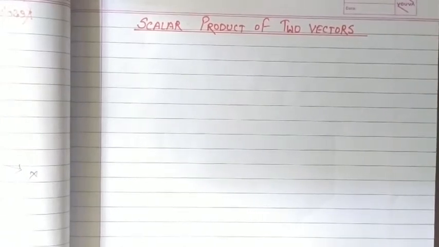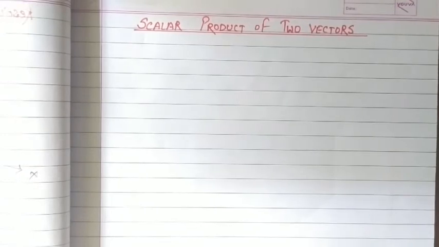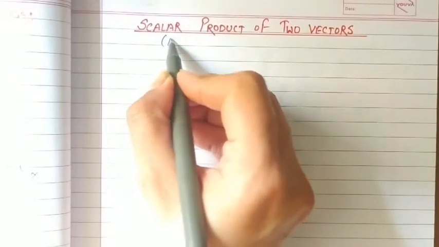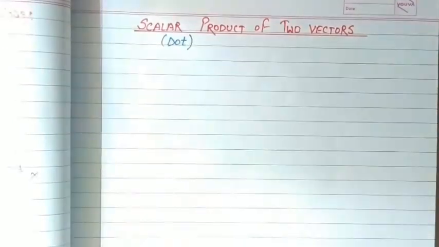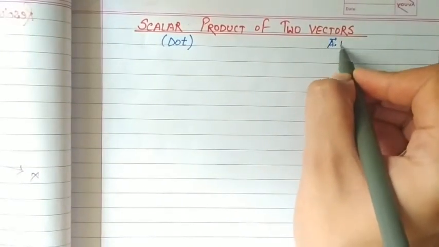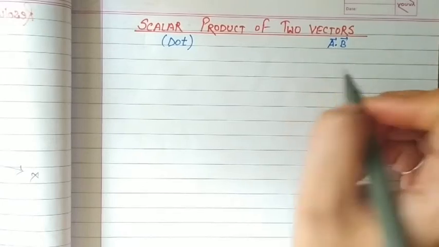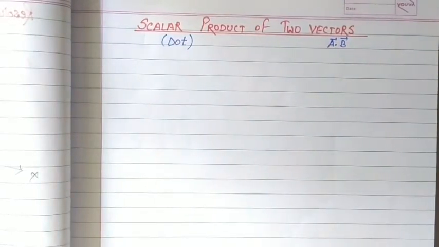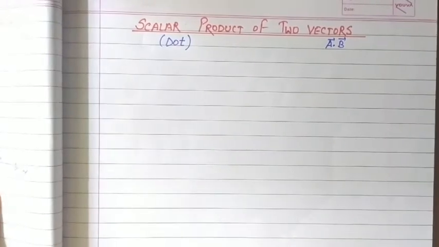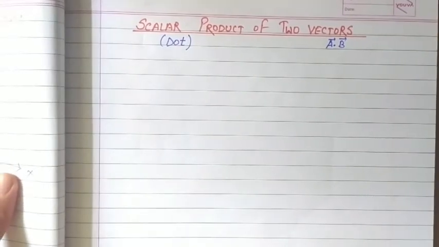So in this video we are going to study scalar product. Vector product we will cover in the next video. Scalar product is also known as dot product, and we write it as A vector dot B vector. That's why we call it dot product. A vector dot B vector shows that we are multiplying two vectors such that we get a scalar product from them. There is no concept of direction in the product of these two vectors.